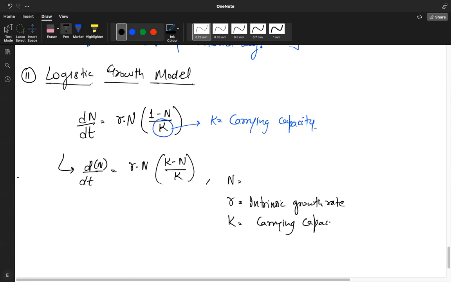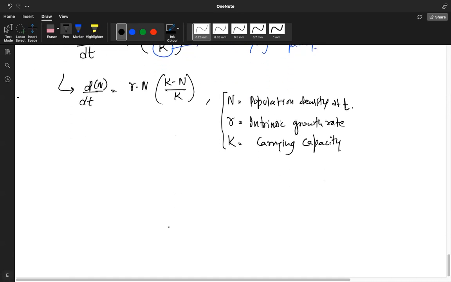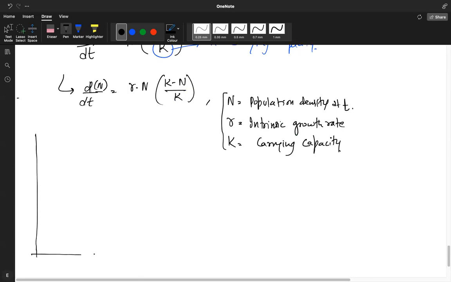So with this inclusion of carrying capacity, N is the population density at or after time t. Now this inclusion will allow us to make it more realistic in nature. So if I try to plot the graph of N versus t, the same. This time it will increase to some extent and then it will reach a saturation.